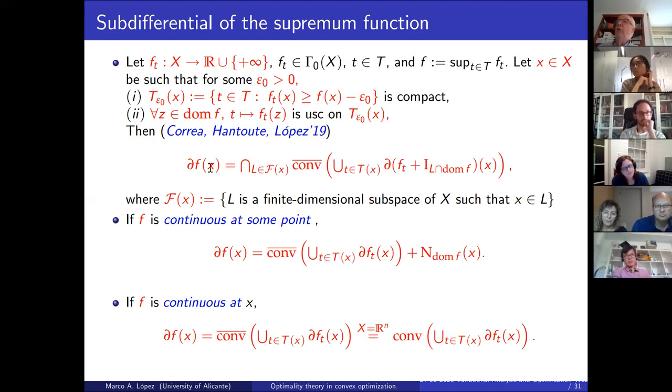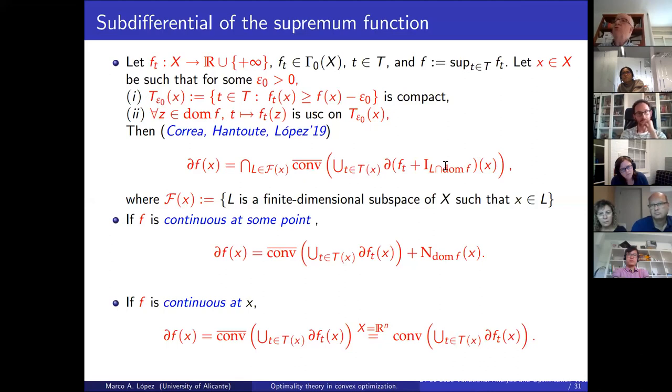There are two things that I don't like. First, to have this family present here, but this is the price to pay, because you know that the relative interior is non-empty when I'm in finite dimensions. When I'm in a finite dimension, the relative interior of this set is non-empty, and this allows me to do things.